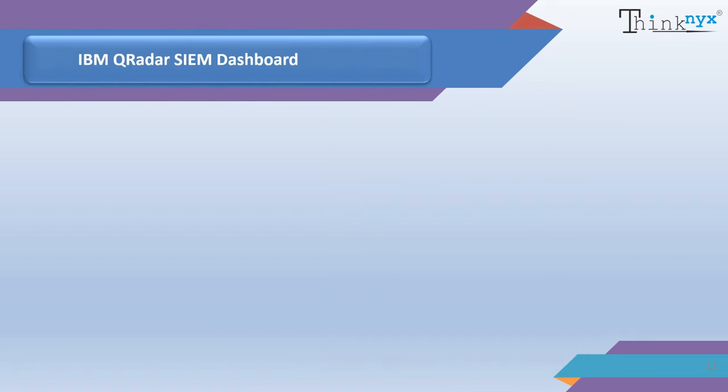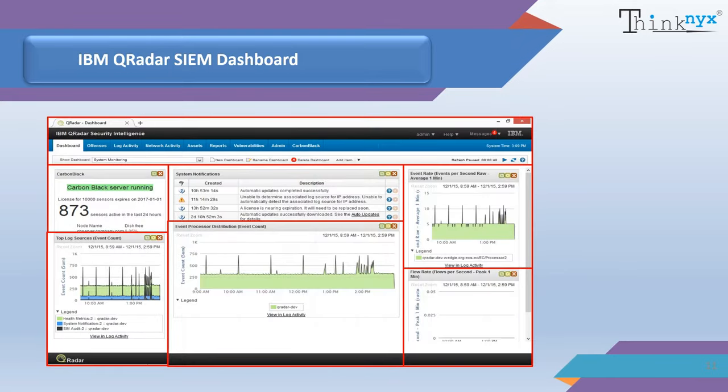Let's look at the new look IBM QRadar dashboard. This is called Pulse Dashboard. QRadar SIEM collects information that includes security events, events from firewalls, virtual private networks, intrusion detection systems, intrusion prevention systems, and more. Network events, events from switches, routers, servers, hosts, and more.